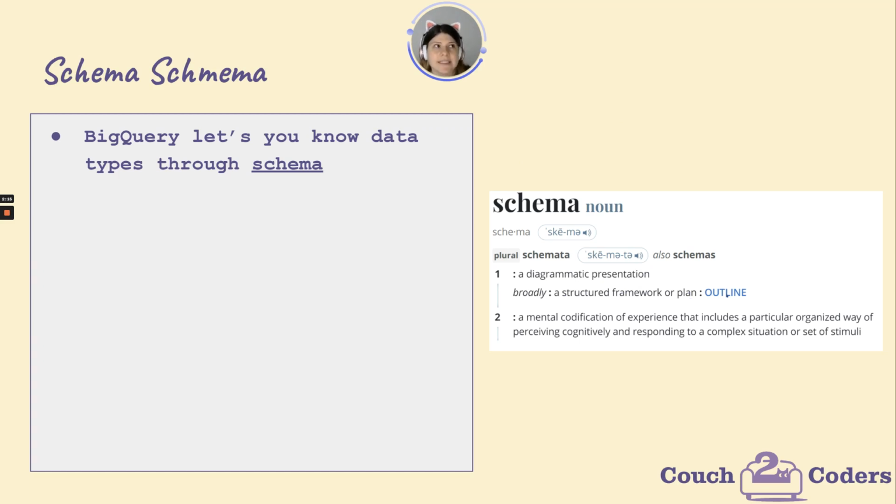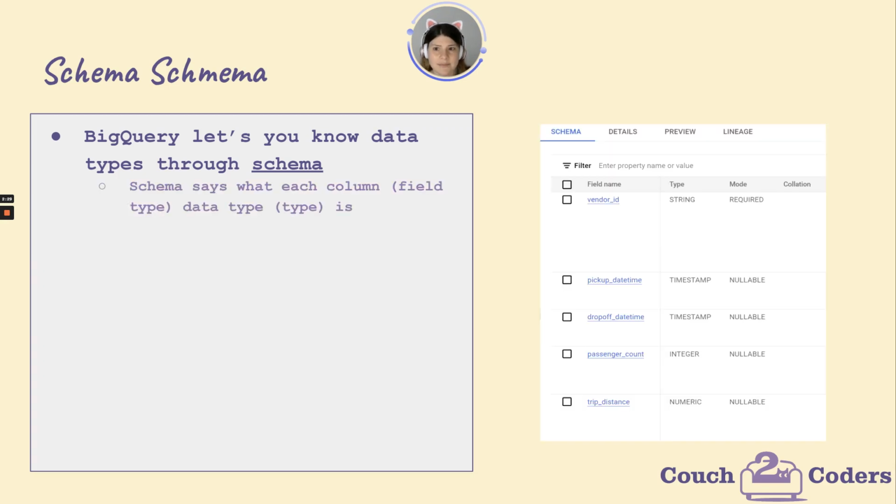So when we're thinking of schema and data, how do those tie in? Well, the schema gives you the outline of the table and it lets you know what are the columns and what kind of data is inside the columns. So here is a snip directly from BigQuery. What schema does is it tells you what each column is, that's the field name. So in this table, we're going to have a column called vendor ID, pickup date time, drop off, passenger count, trip distance.